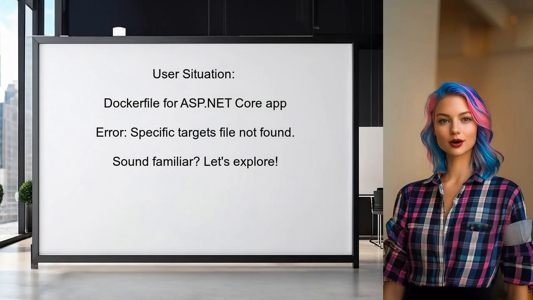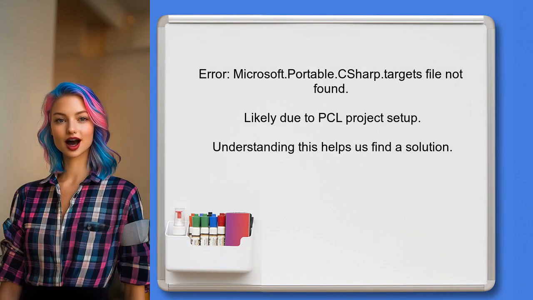But don't worry, we're here to break it down together. Here's the situation. One user reached out with a Dockerfile that was supposed to build their ASP.NET Core app. However, they encountered an error stating that a specific targets file was not found. Sound familiar? Let's explore this issue. The error message indicates that the Docker container can't find the microsoft.portable.csharp.targets file. This is likely due to the way the PCL project is set up. Understanding this will help us find a solution.